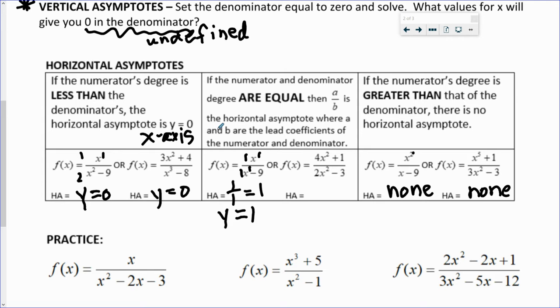Now let's look at another example here. They're not always going to be 1. In this case, you have a degree of 2 and a degree of 2. So we want to look at the leading coefficients. Here we have a leading coefficient of 4. Here we have a leading coefficient of 2. And we can obviously divide that out and get 2. So our horizontal asymptote is y equals 2. And that would be a horizontal line through 2. So those are your 3 cases.